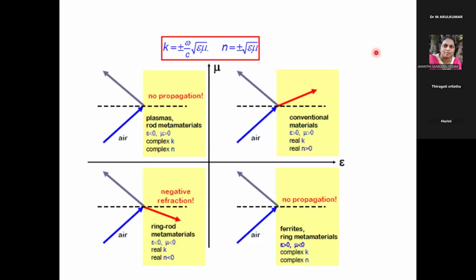So what is happening here? You have the conventional materials like the first quadrant. Wave is incident from air to the conventional dielectric material. You will have the transmission and you will have the reflection. So refraction and reflection is going to happen, because partly it will get transmitted and partly it will get reflected.